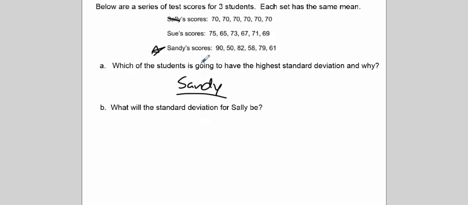All right, and then we want to calculate the standard deviation for Sally, and we can do that pretty quickly because we know each score is the same, thus there's no variation from that average, and the average in that case is 70, therefore the standard deviation is equal to 0.